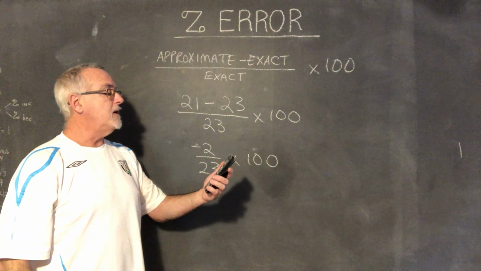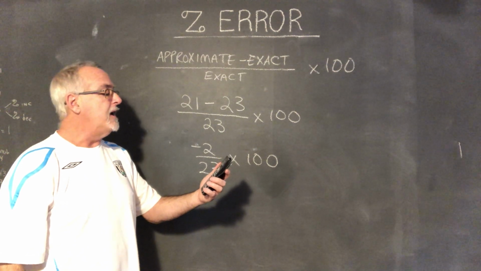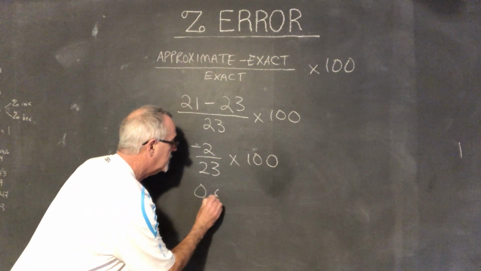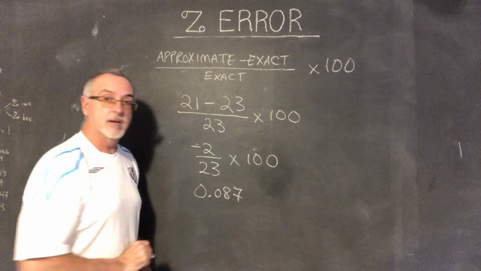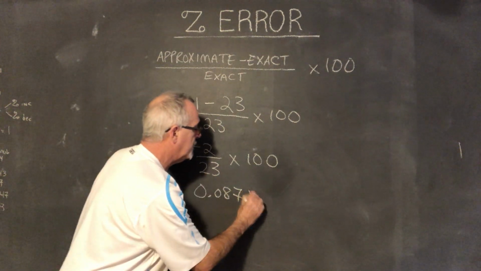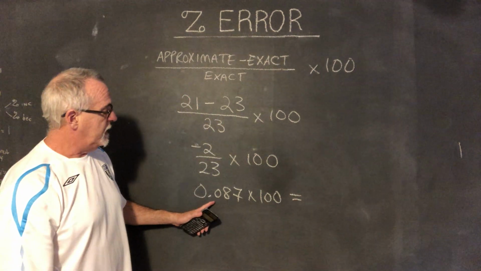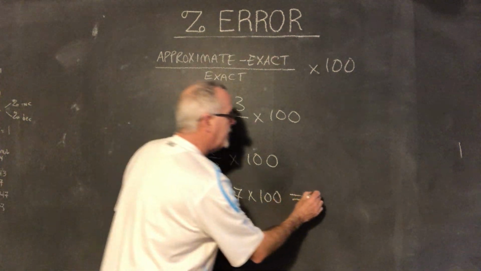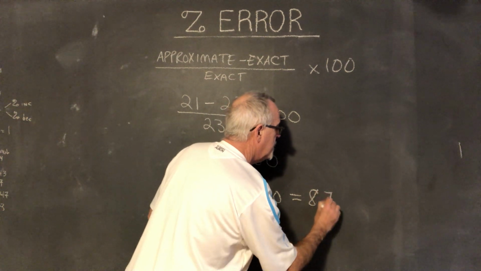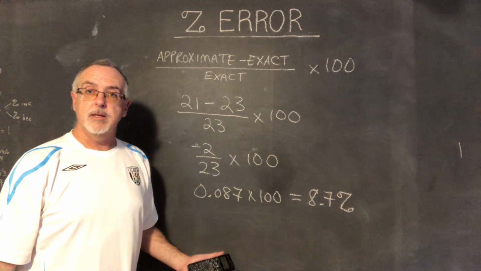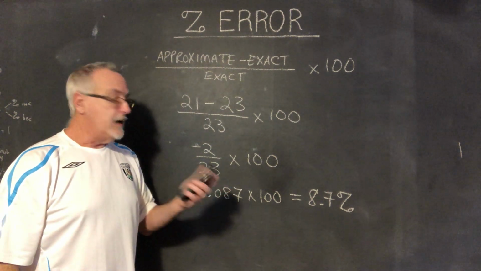I have 0.08695. I'm going to call that 0.087. So ignoring the negative sign, I just have 0.087 times 100. And I can give my final answer. Moving the decimal 2 places to the right, I have an 8.7% error. And it's as easy as that. It is easy, and it is fun.